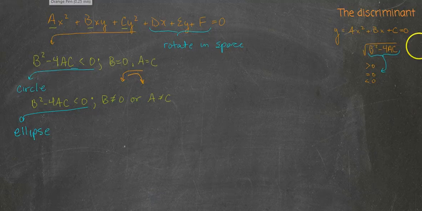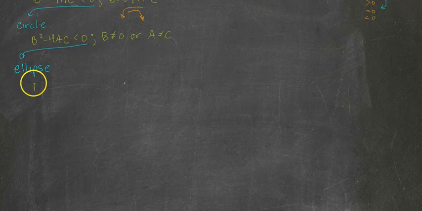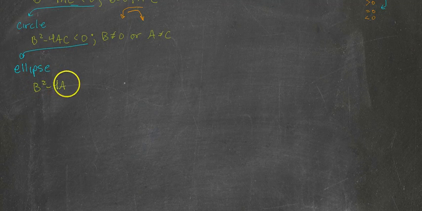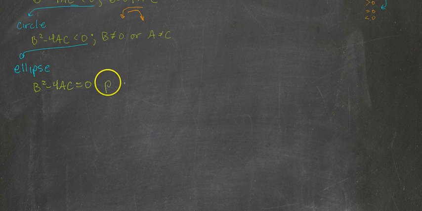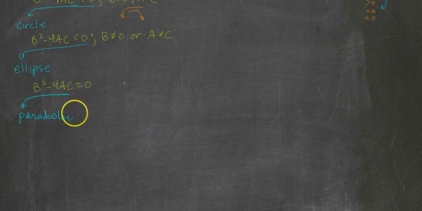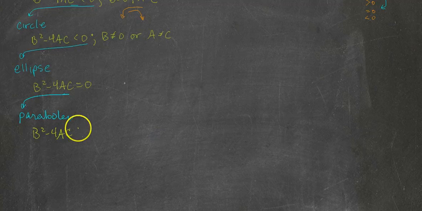The last two are easier to evaluate. If I calculate the discriminant and I get that b squared minus 4ac is equal to 0, then I know I'm looking at a parabola. No conditions for that one. And last but not least, if b squared minus 4ac is greater than 0, then I'm looking at the only one left, which is a hyperbola.